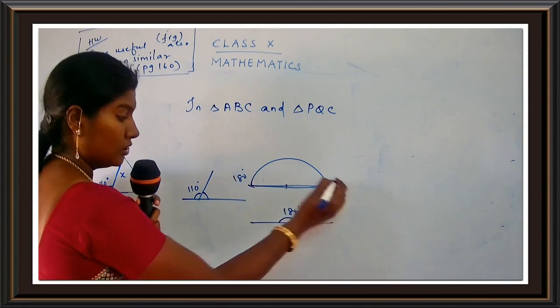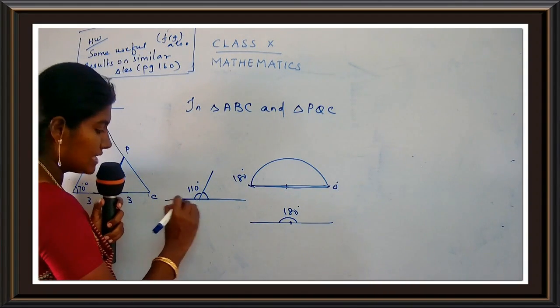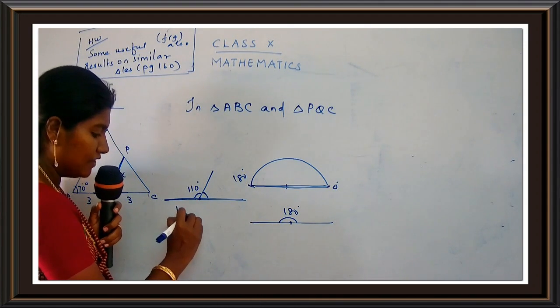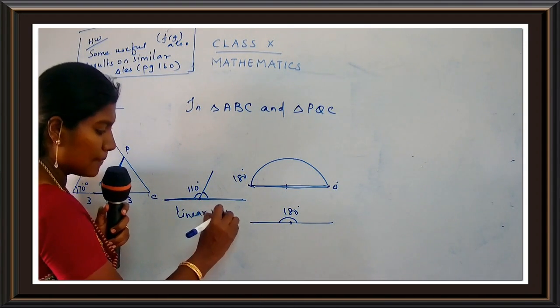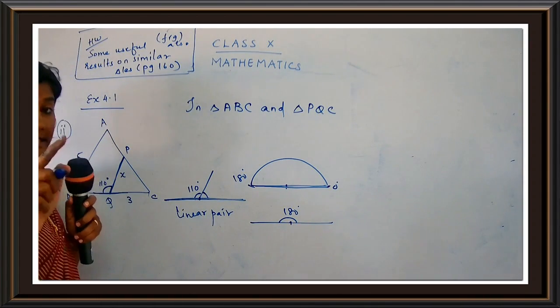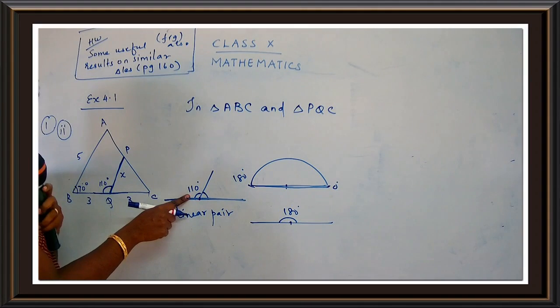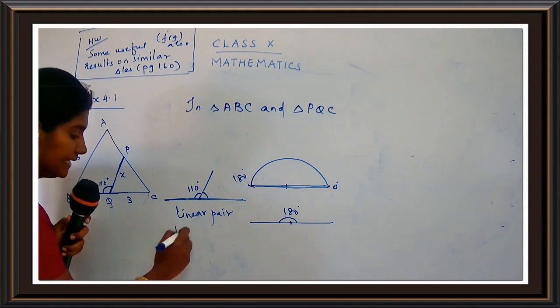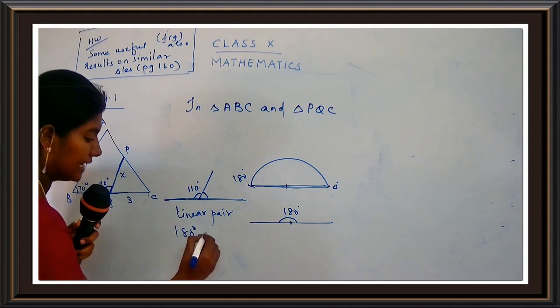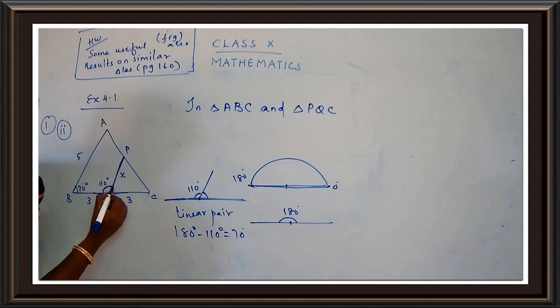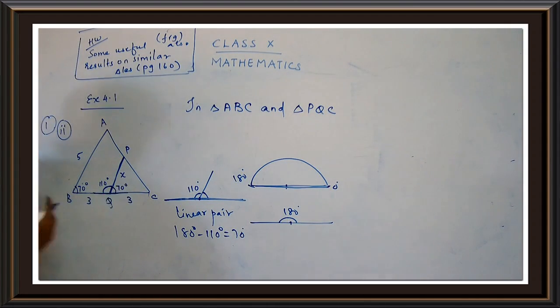Yes children? So what is the angle of this whole line? The angle of the linear pair. That line we call a linear pair. So what is the sum of a linear pair? It is 180 degree. And what is given to you? 110 is given to you. From 180, if I reduce 110, what do I get? 70 degree. That means, what is the value over here? The value is 70 degree.